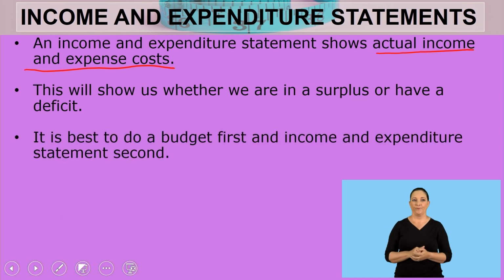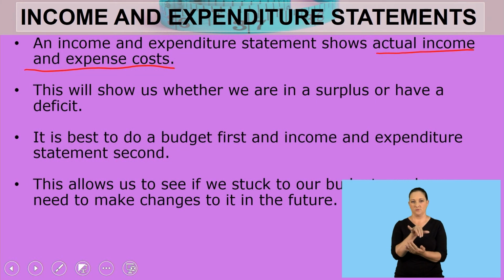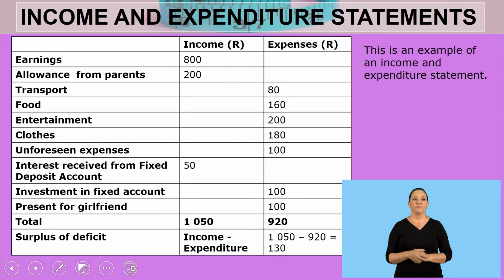It is best to do a budget first and an income and expenditure statement second. Budget to estimate our costs, income and expenditure statements to get the actual costs, and we can see how far off or how close we were. This allows us to see if we stuck to our budget, or where we need to make changes to it in the future. All right, there we go.